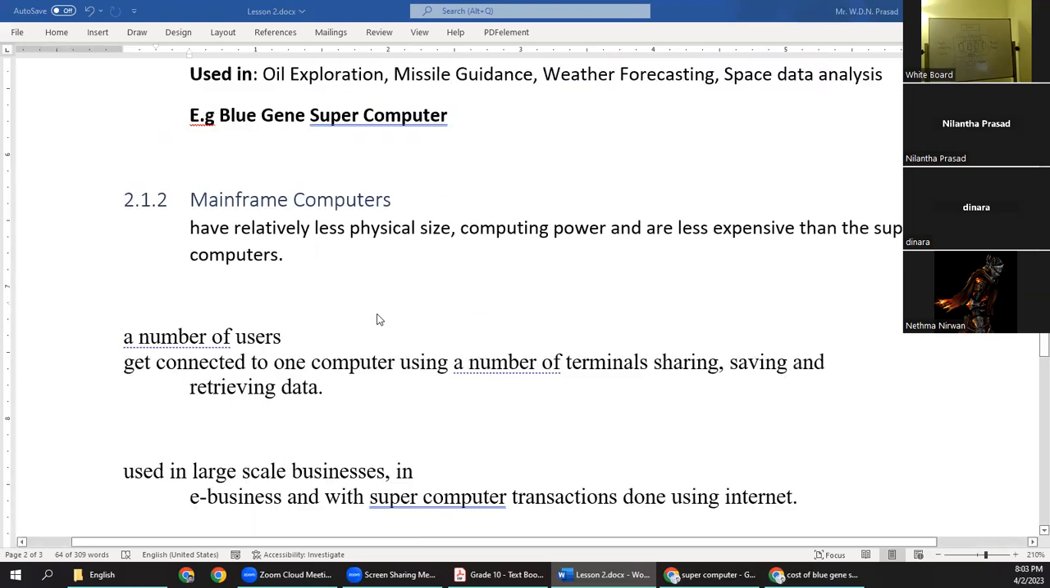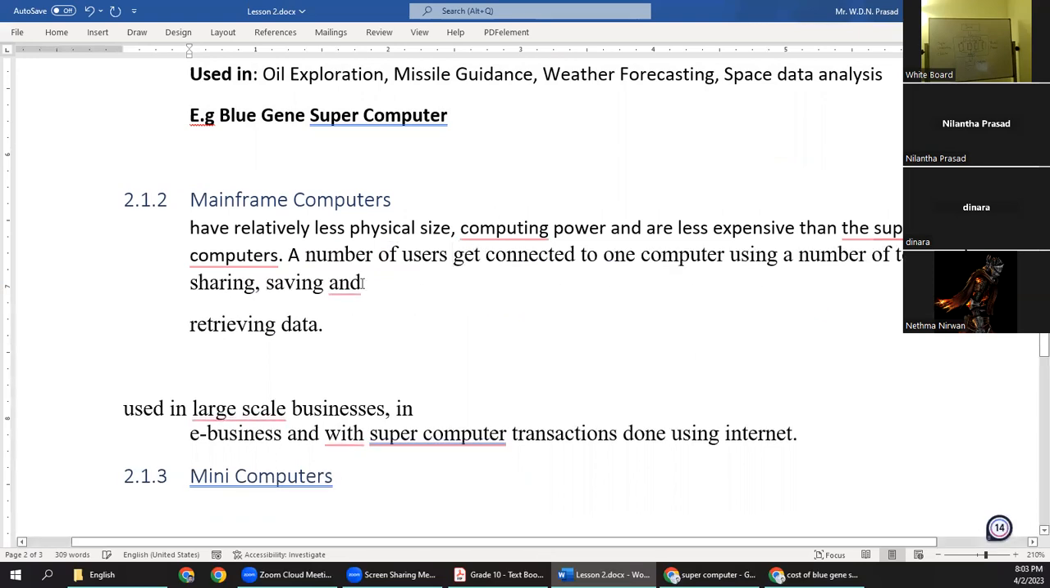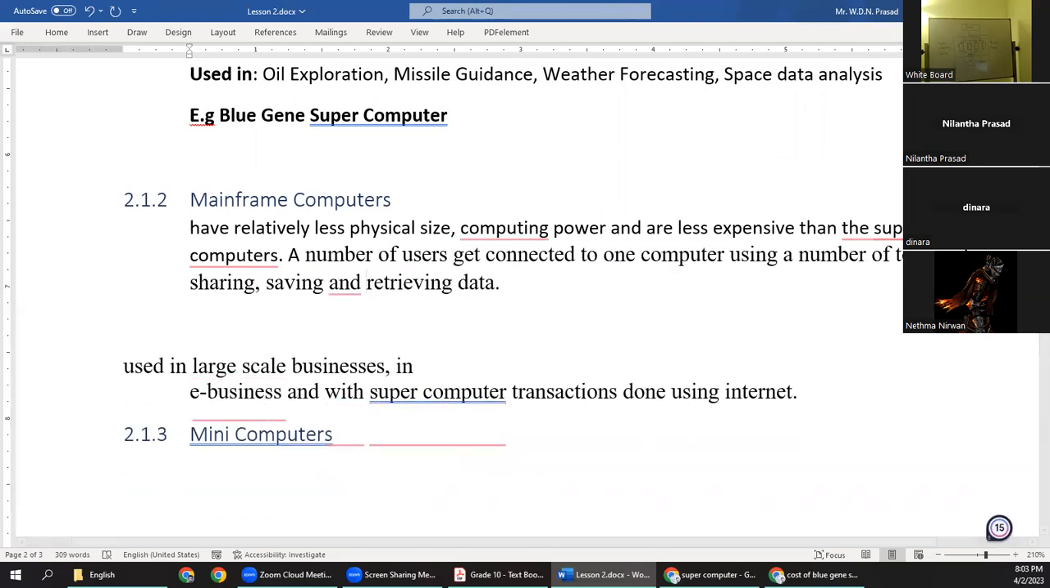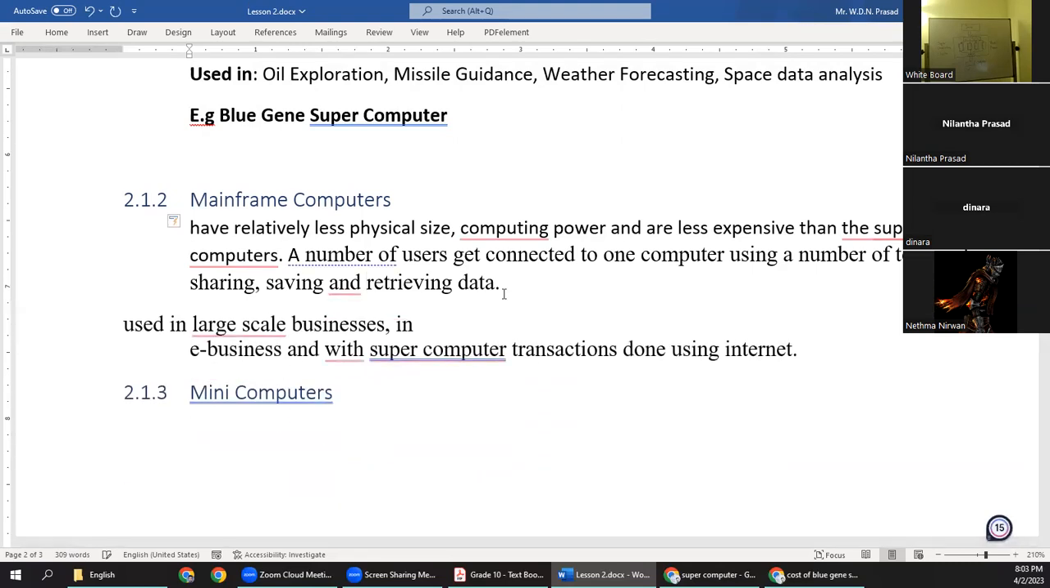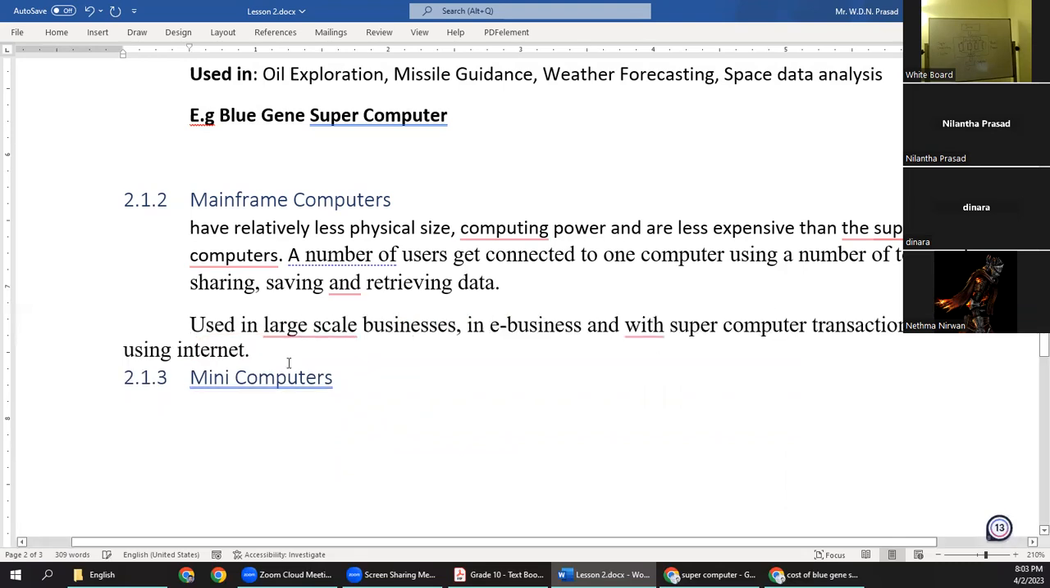Next, we come to the mainframe computer. So you can see now I have just copied and pasted it from here. So there are not only these, I will just give a small note in addition to this one. So before that, I want to show you the mainframe computer, how it looks like.